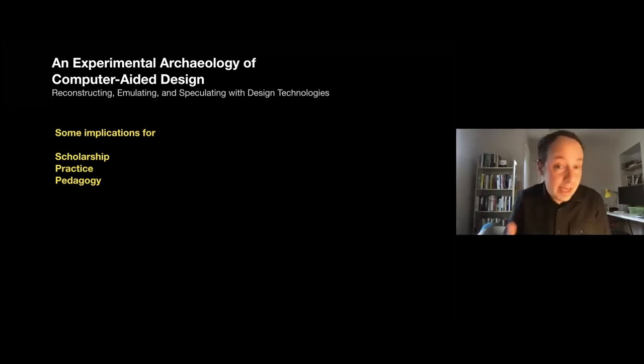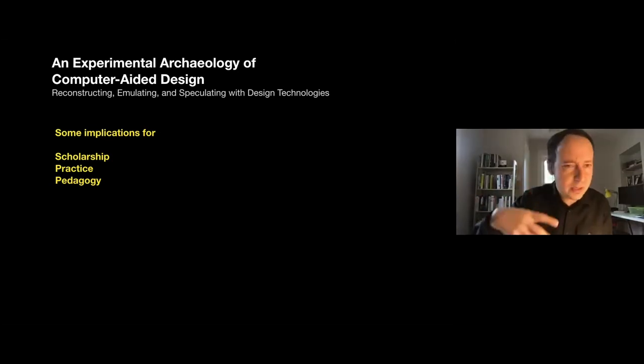As scholars of design and architecture, I think it is really a great way of approximating the experience of using these systems, allowing us to consider the tacit knowledge of their operation and adding nuance to our reading of the historical practices that inform architecture and engineering and other practices.